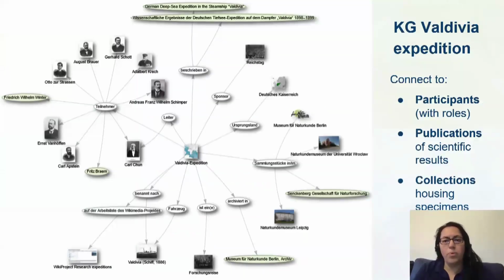All these linked open data can then be queried, can be reused, or used to visualize a topic in a knowledge graph. This preliminary knowledge graph was created using Scholia, and Scholia reuses data from Wikidata. Shown are links to other relevant entities such as participants of the expedition, publications of scientific results, and the collections where specimens are held.